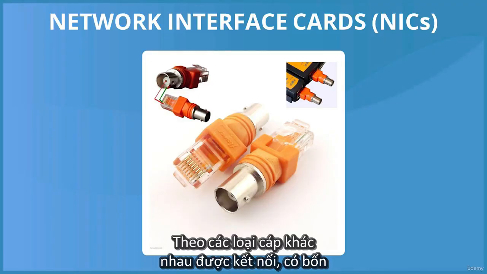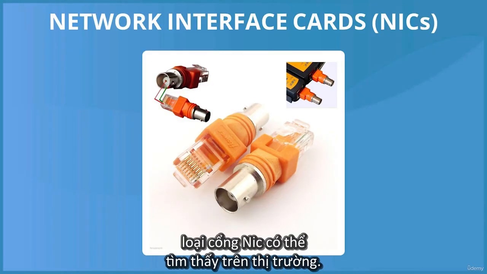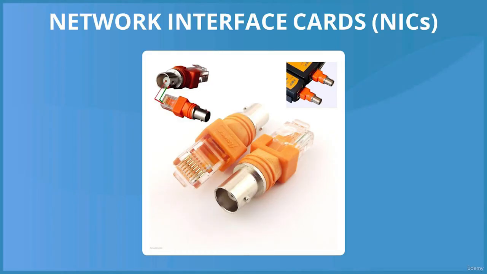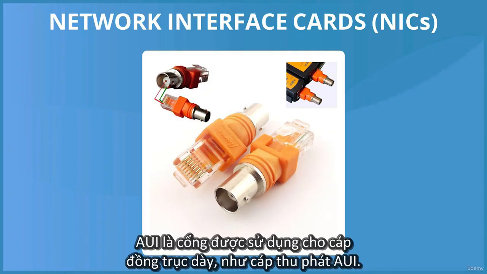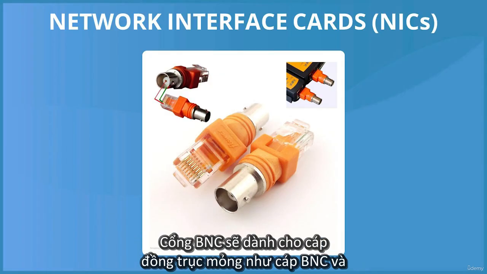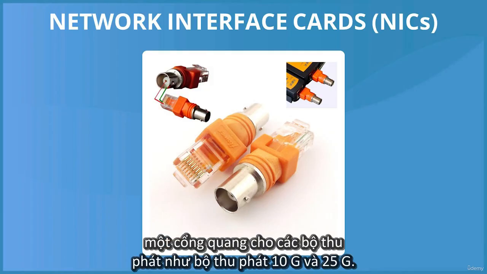According to different cables connected, 4 types of NIC ports can be found in the market. RJ45 is the port used to connect with a twisted pair cable like Cat5 and Cat6. AUI is the port used for thick coax cable, like an AUI transceiver cable. A BNC port would be for thin coaxial cable, like BNC cable. And an optical port for transceivers, like 10G and 25G transceivers.